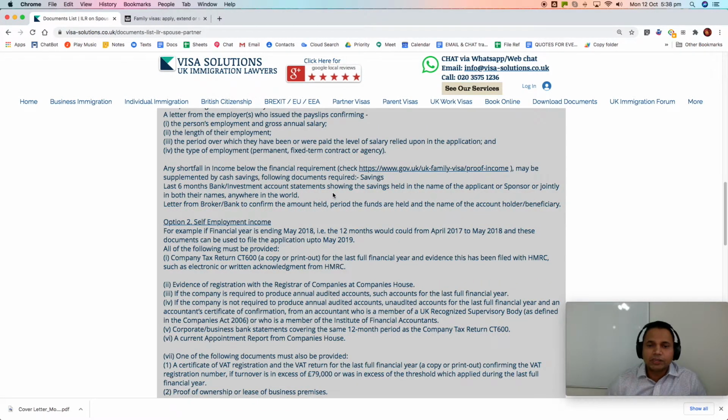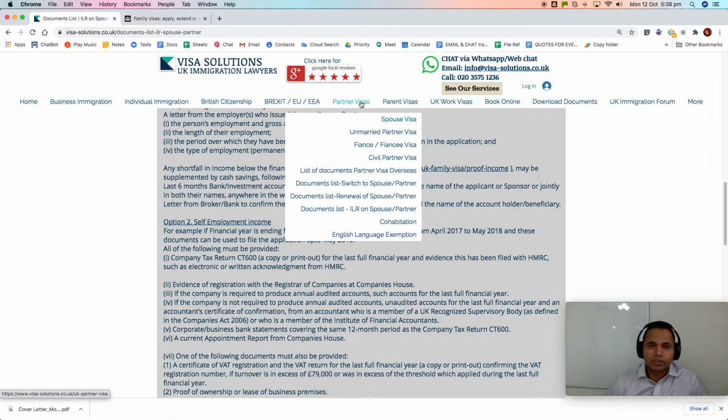Self-employment, especially. The important thing to note here is the savings requirement completely changes at the indefinite leave to remain stage. If you are using savings, then the base amount of 16,000 savings does not apply. So you can use all your savings.